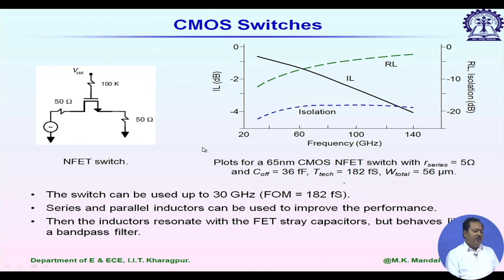Now, in CMOS technology, usually the figure of merit is very high, and that is why it is not popular at millimeter wave frequency. Typically they are used below 30 gigahertz. Here is one example of IL, RL and isolation plot for a CMOS NFET designed using 65 nanometer technology. Typical R series value is given as 5 ohm, C of 36 femtofarad, and its figure of merit comes to 182 femtosecond.